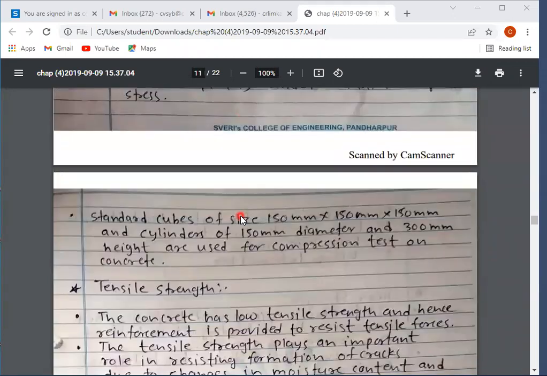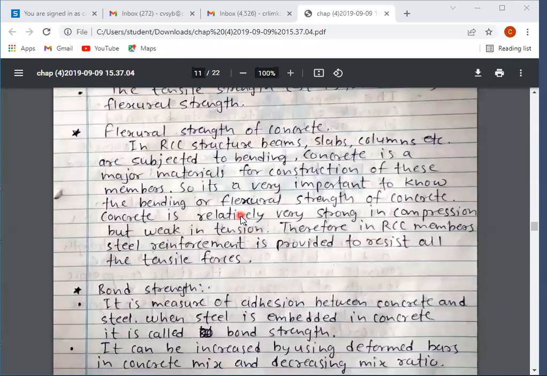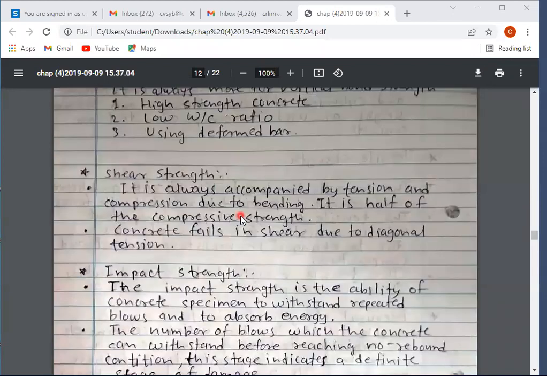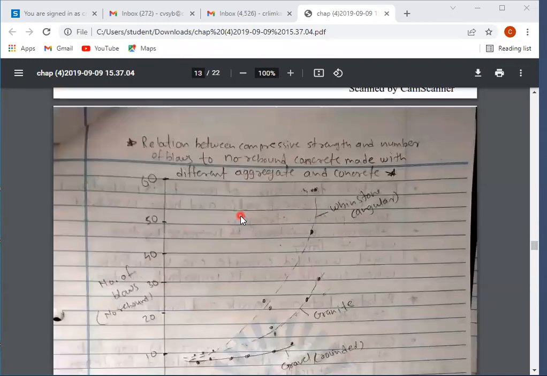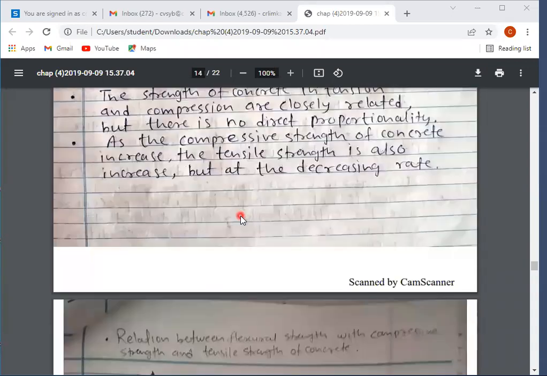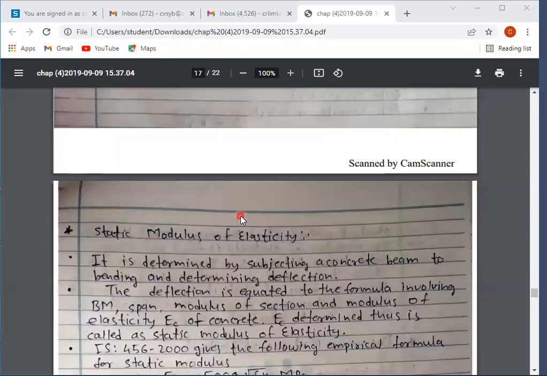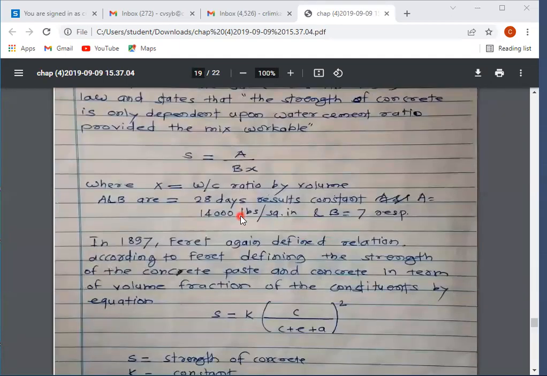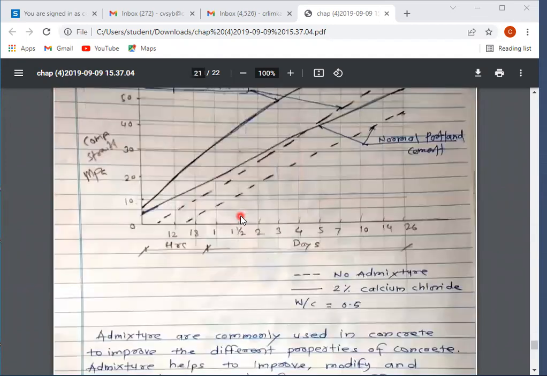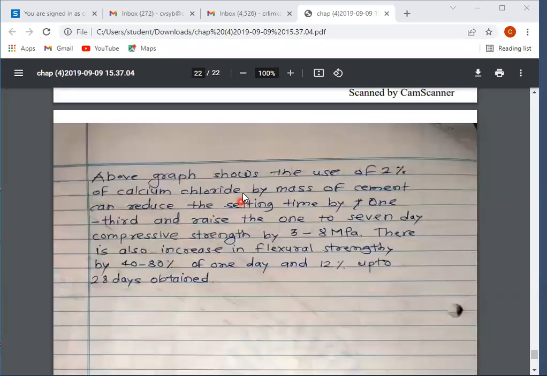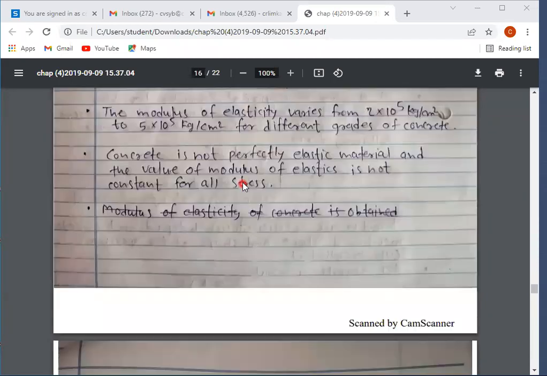Then, a very important part, that is tensile strength. Then bond strength, shear strength, flexure strength. This is the rest part of this particular chapter, I think. Yes. And grades are there. Yes. So continuing with the next part.